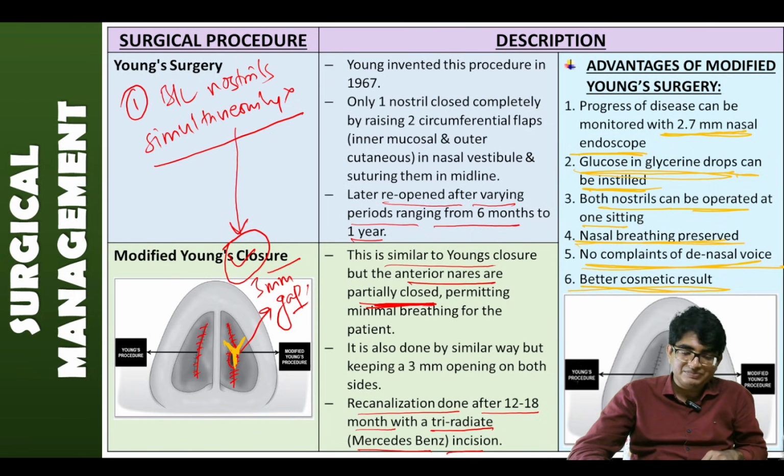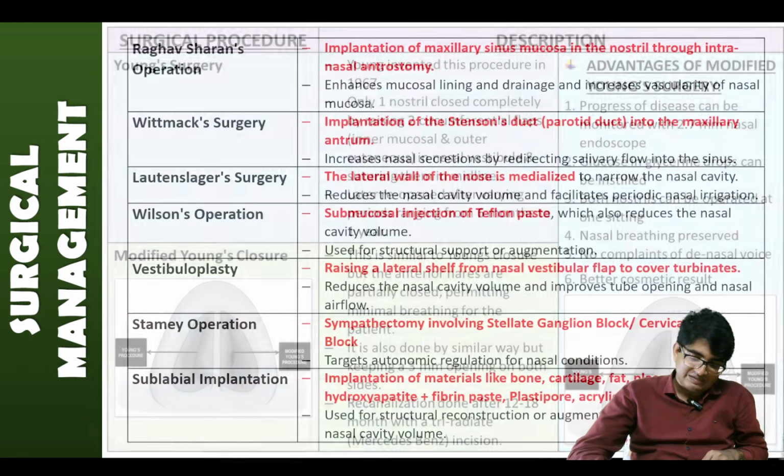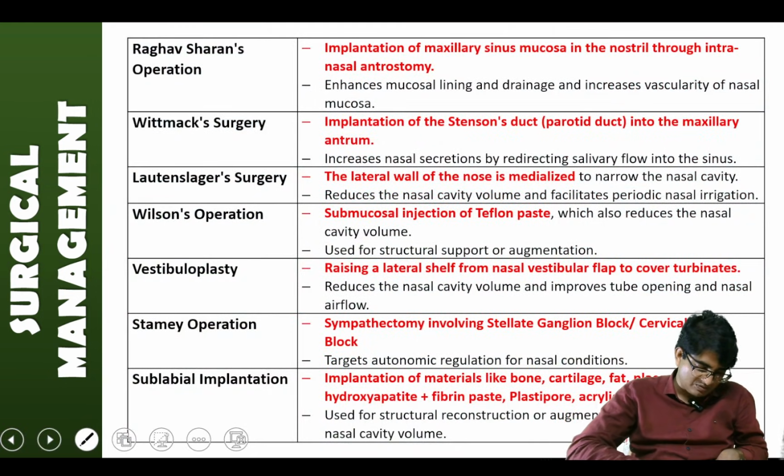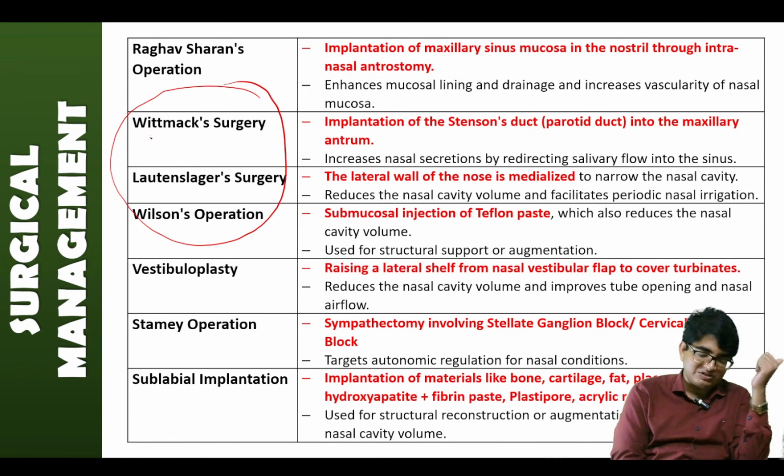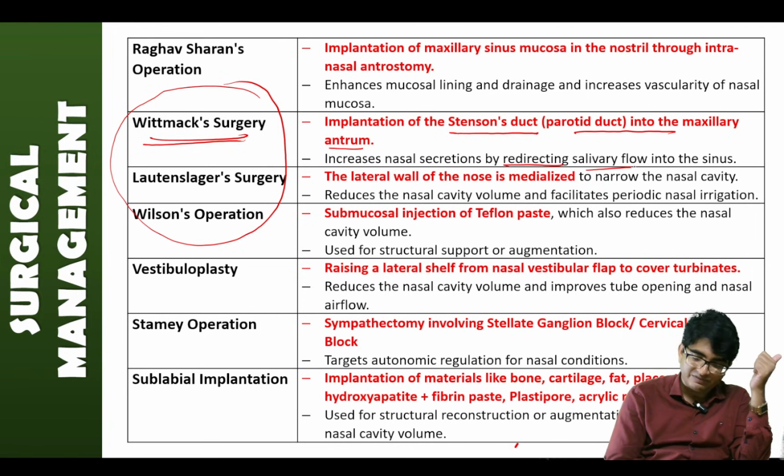Now coming to other operations, you don't have to remember all those things, only 3 things you need to know. Firstly, the Witt-Max operation, which I have said already: Stensen's duct implantation into the maxillary antrum, redirecting salivary flow into the sinus. This is a salivary irrigation procedure.